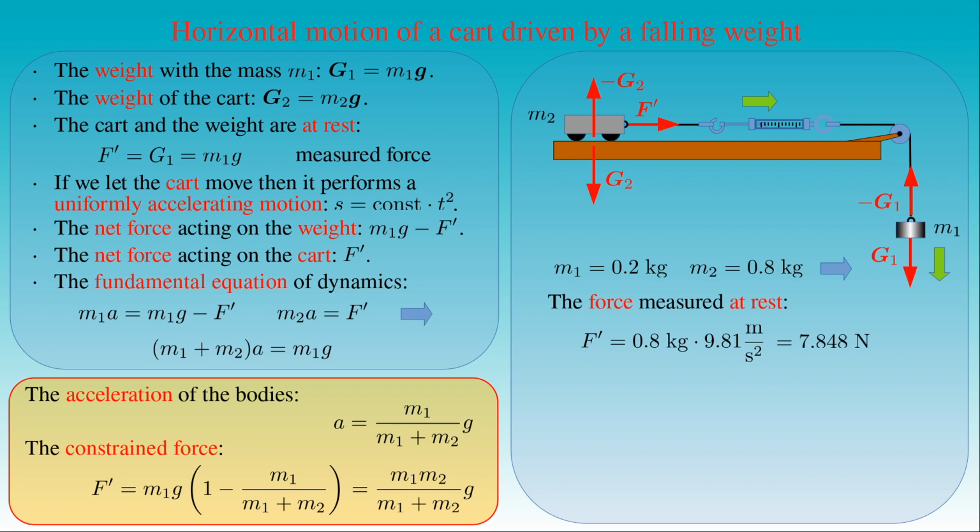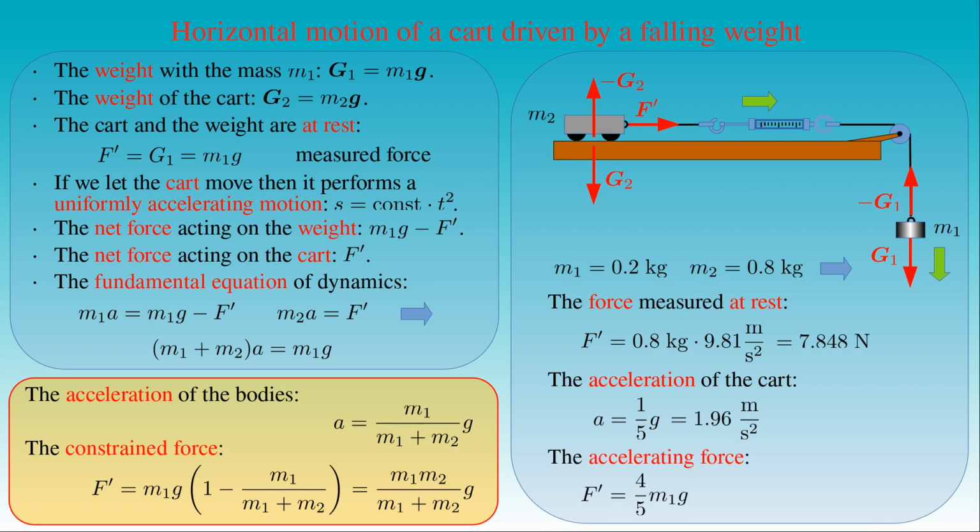In the moving system, the acceleration A is equal to the gravitational acceleration g divided by 5, or 1.96 meter per second squared. The force F' accelerating the cart is given by 4/5 times the mass m1 times the gravitational acceleration g, which is equal to 6.278 Newton. This result also demonstrates that the force measured by the spring scale in the moving system is smaller than the one measured in the system at rest.